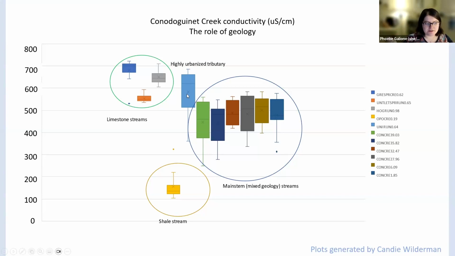And we'll talk about land use soon, but that could be another reason why conductivity levels are so high. So when you're looking at your data, don't land on one thing before you've looked at the whole story, because there could be more than one reason why you're seeing high conductivity levels or whatever parameter you're looking at.